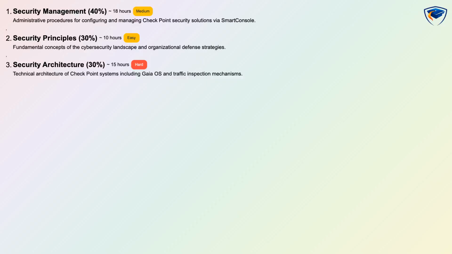Security management is 40% and focuses on administrative procedures with a medium difficulty level and an estimated learning time of 18 hours, assessed by hands-on and conceptual tasks. Security principles is 30%, labeled easy with about 10 hours of study and assessed through conceptual and scenario-based questions. Security architecture is 30%, marked hard with an estimated 15 hours and assessed with scenario-based exercises. Knowing these weights helps you prioritize hands-on practice for security management and deep technical study for security architecture while reinforcing core concepts in security principles.